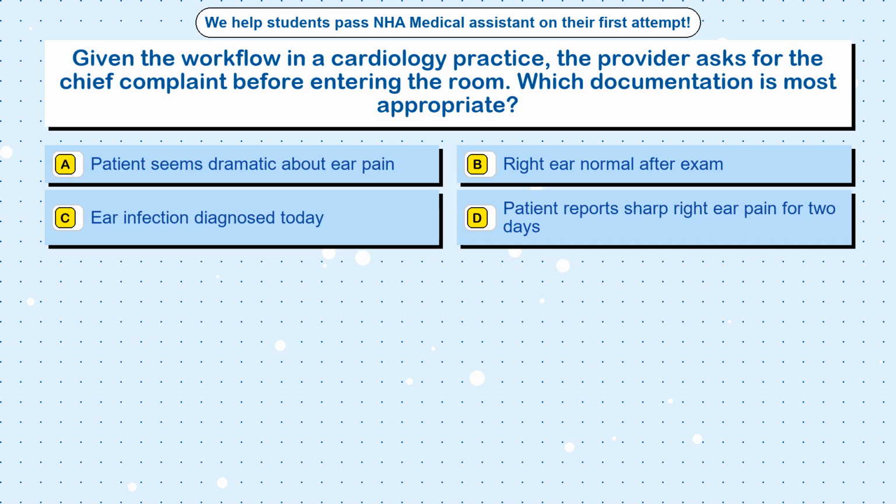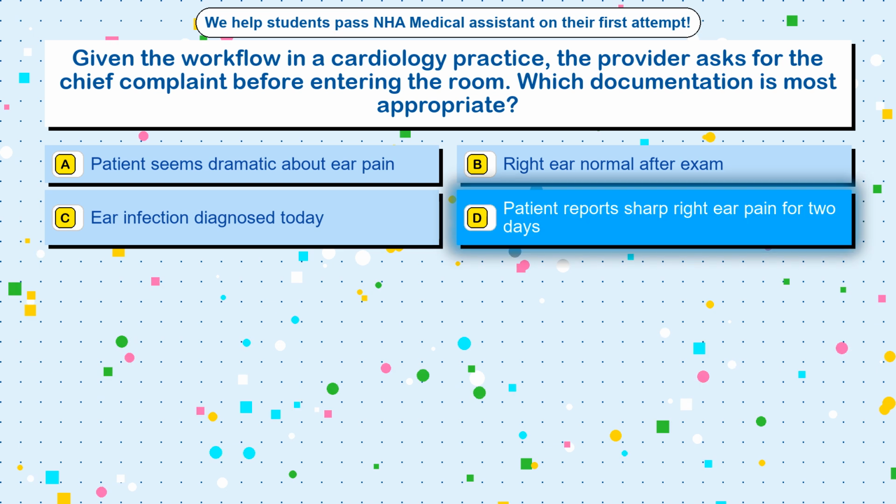Question 78. Given the workflow in a cardiology practice, the provider asks for the chief complaint before entering the room. Which documentation is most appropriate? Option A. Patient seems dramatic about ear pain. Option B. Right ear normal after exam. Option C. Ear infection diagnosed today. Option D. Patient reports sharp right ear pain for 2 days. The correct answer is option D.